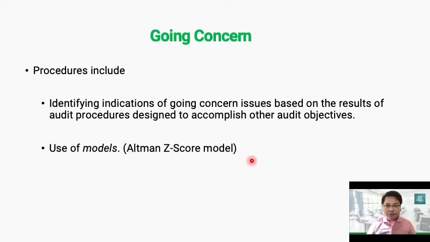Now, this model uses a number of different ratios to predict the chances of a company going into bankruptcy. Okay, and this model has a very high accuracy rate. So in practice, that is why it is useful for auditors in evaluating the going concern of the client, in case there are indicators that you have seen when you perform your regular audit procedures.